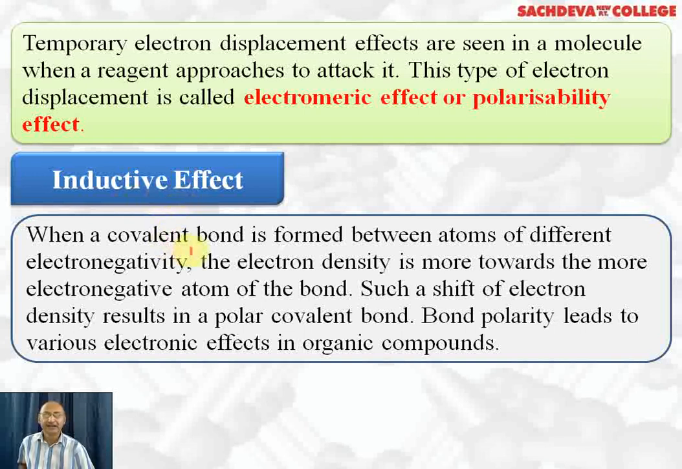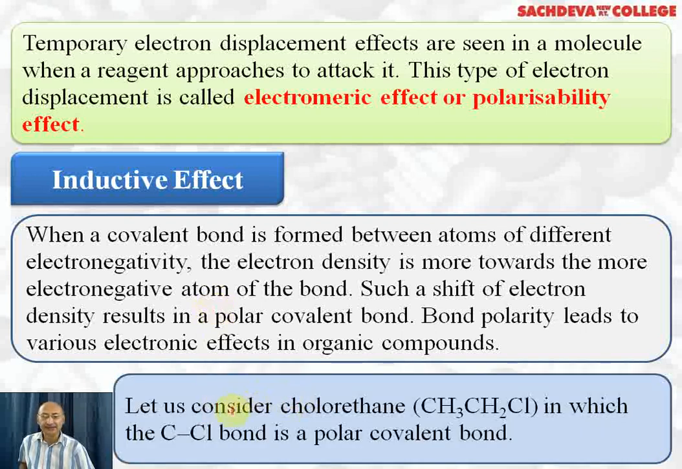In the same way, in a covalent bond formed between atoms of different electronegativity, the electron density will be more on the more electronegative atom, which will acquire a slightly negative charge, and the other atom, the carbon atom, will get polarized and will have a small amount of positive charge. But this amount of positive charge will keep on decreasing as the distance from the electronegative atom increases, and this is called the inductive effect. Let's consider chloroethane, in which the C-Cl bond is a polar covalent bond.